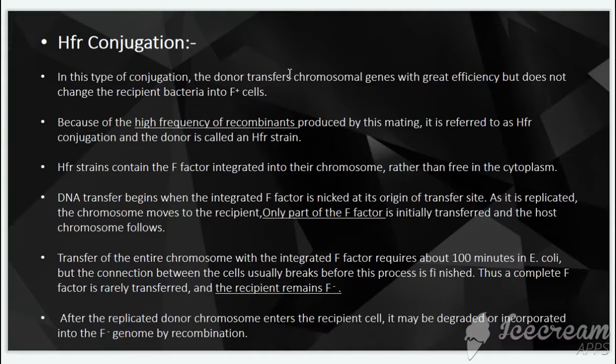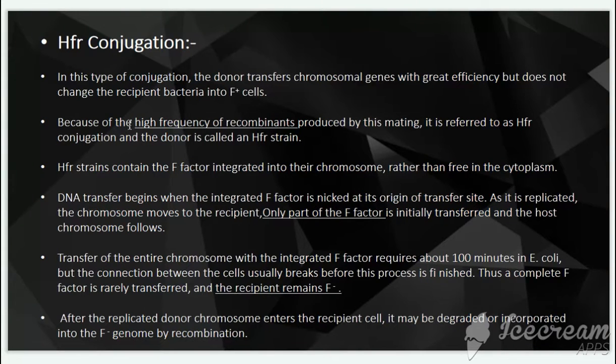The very first difference is that it transfers chromosomal genes. In normal conjugation, they transfer extrachromosomal genes. Here they transfer chromosomal genes also. And they do not change the recipient bacteria into F plus. Whereas in normal conjugation, we saw the recipient at the end converts itself into F plus. Here that is not going to happen.